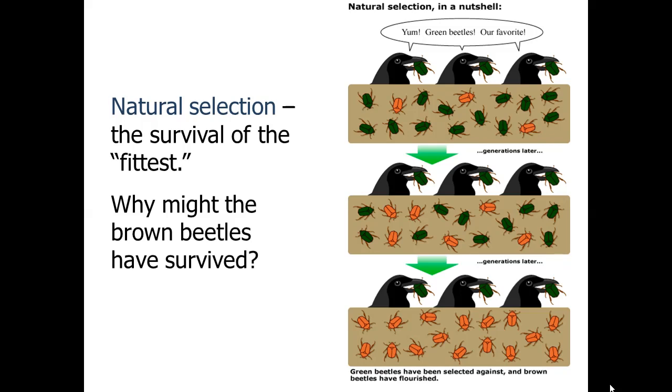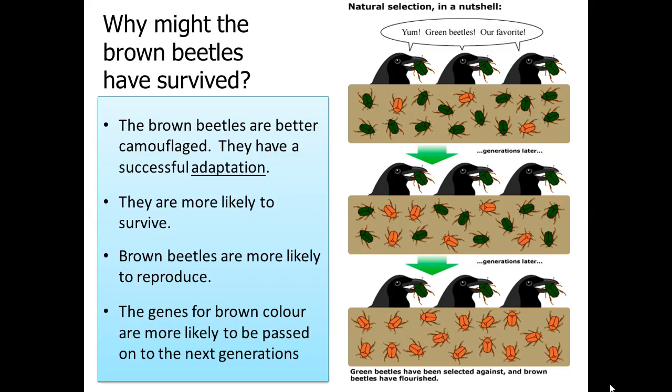Looking at the picture, you can see that over several generations, brown beetles will survive over the green ones. Why does it happen? It's because birds like the green one more. Actually, it is nothing about the birds' taste. What happens is that brown beetles are better camouflaged with the surrounding environment. They have a successful adaptation to the environment.